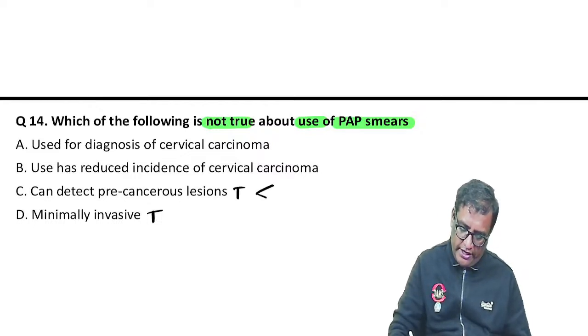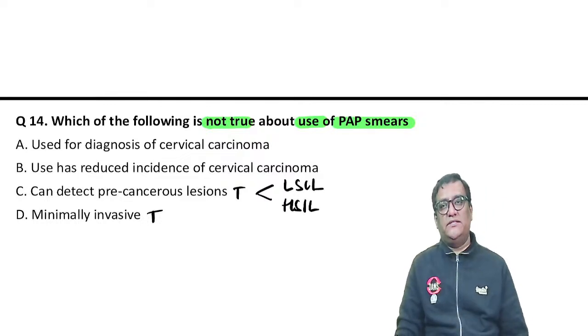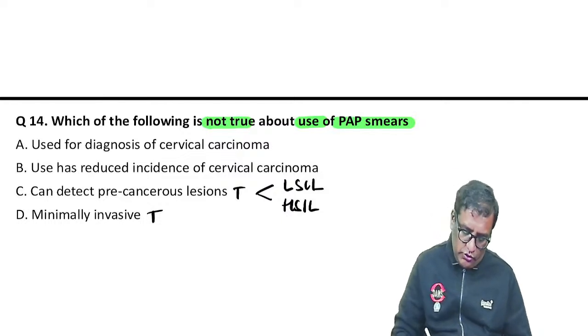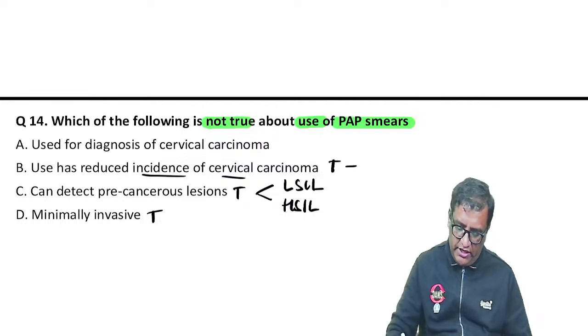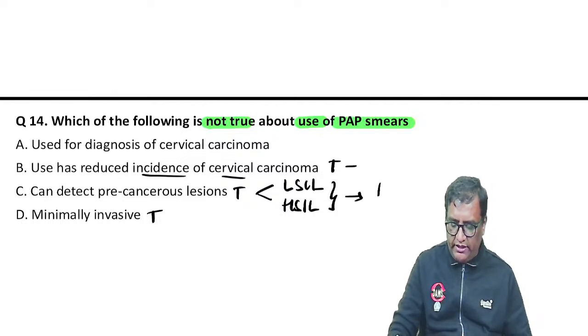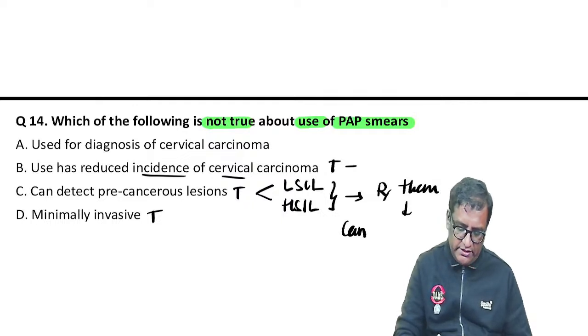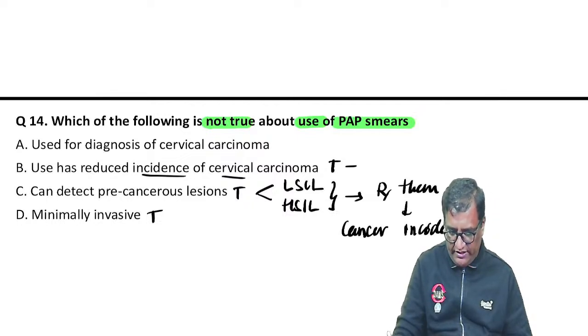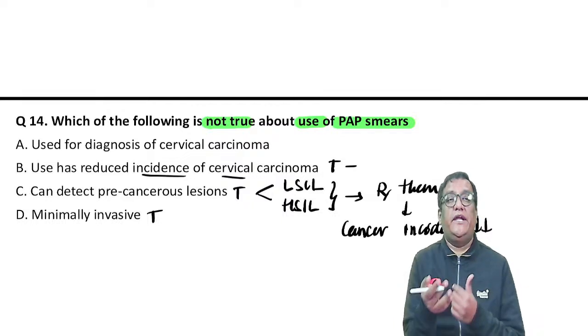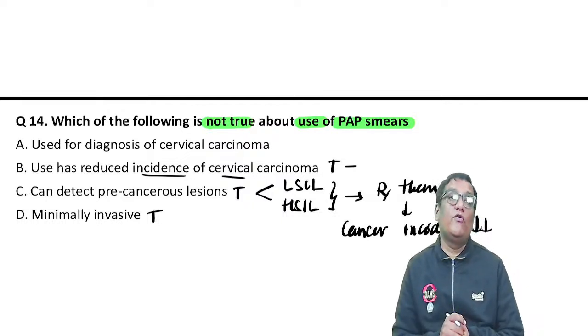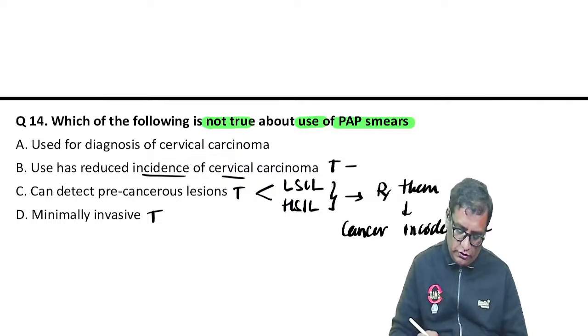That is also true. Your LSIL and HSIL are precancerous lesions. That is also true. Use has reduced the incidence of cancer is also true. Why? Because we are detecting precancerous lesions. Once you detect, treat them. If you treat them, then cancer incidence will decrease. New cases of cancer will decrease because you have treated them before the onset of cancer. So this is also true.